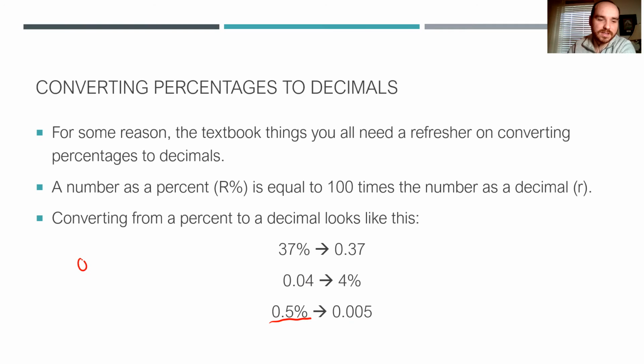So if you have x percent, then x as a decimal is x over 100. If you have a decimal, 0.x times 100 equals x percent. So that hopefully is review for you guys. I hope that everybody knows how to do this at this point.